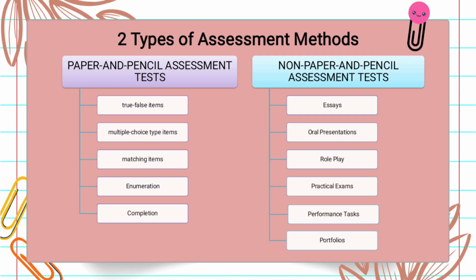We have two types of assessment methods. The first one is paper and pencil assessment test. The second one is the non-paper and pencil assessment test. The paper and pencil assessment test has been discussed already previously by Miss Isatam. So now let's talk about non-paper and pencil assessment test. Under the non-paper and pencil assessment test, we have essays, oral presentations, role play, practical exams, performance tests, portfolios.